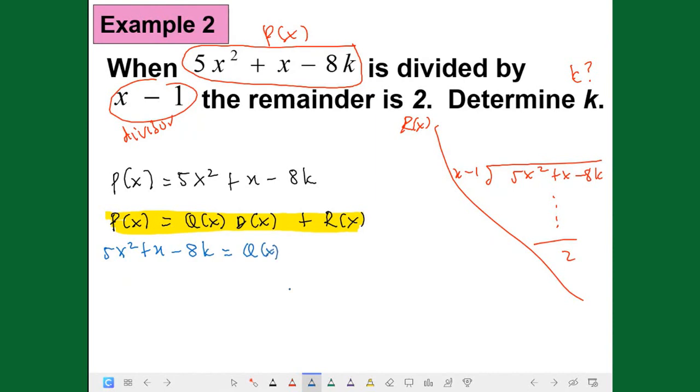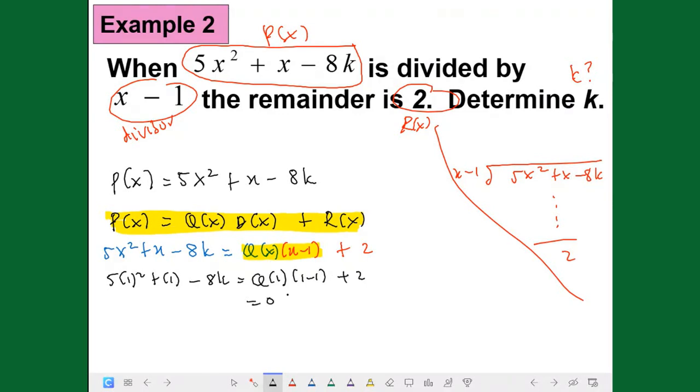We don't need to know Qx. Dx is x minus 1, plus 2 remainder. Our aim now is to get rid of this term, making it 0. What should we substitute for x to make it 0? Let it be x equals 1. So substitute 1 everywhere, and 2 on the right. Whoever uses this concept will understand any question, however hard. This one is equal to 0.